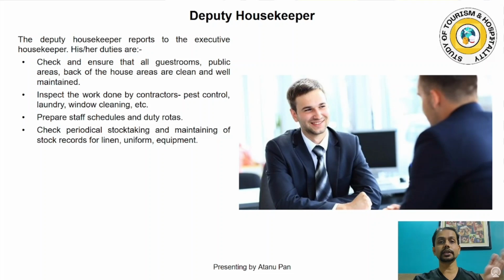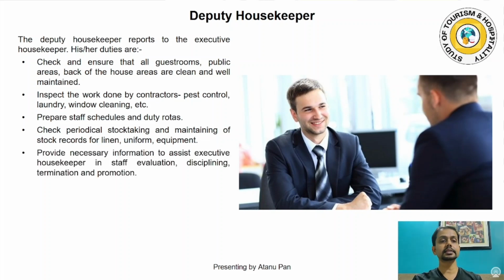So the checking of these things, that these things are not misused. The linens are not misused, these are provided properly, the uniforms are also not misused or misplaced, equipment are also like that. So these things are done by the deputy housekeeper. And stock taking means the counting: how many we have, how many in use, how many get damaged, how many we need to purchase, all these types of record keeping. This is done by the deputy housekeeper.